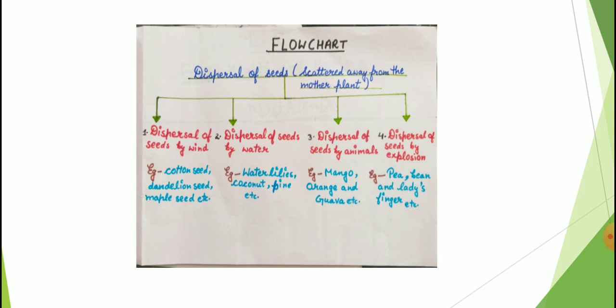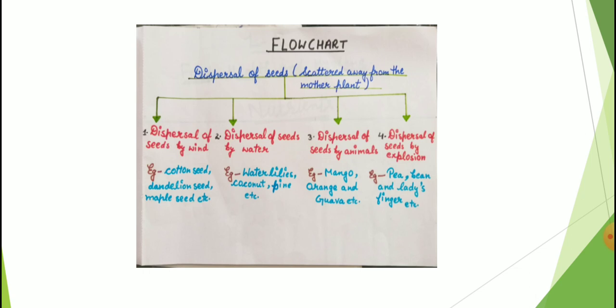The first agent of dispersal of seeds is wind. Seeds that are dispersed by wind are very light and small, and hairy or winged. So, they are easily carried away by the wind. Which seeds are dispersed by the wind? Examples are cotton seed, dandelion seeds and maple seed. These are the seeds that are dispersed by the wind.